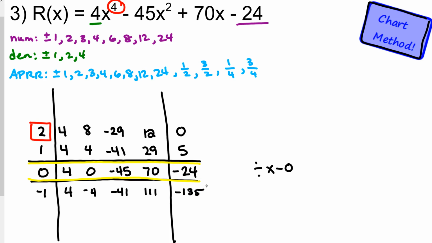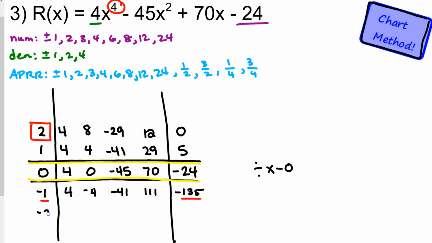Now, don't despair when you find things that aren't roots, because remember, we're pretty close to the point in this unit when we're going to graph these things, and the remainders are also the y-coordinates of the points, so these are just points we could graph. We could graph the point -1, -135 on our graph.